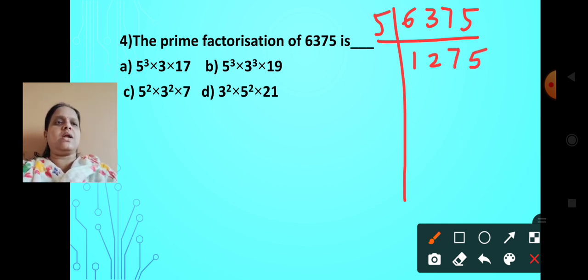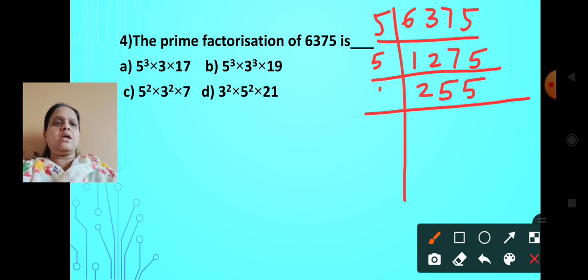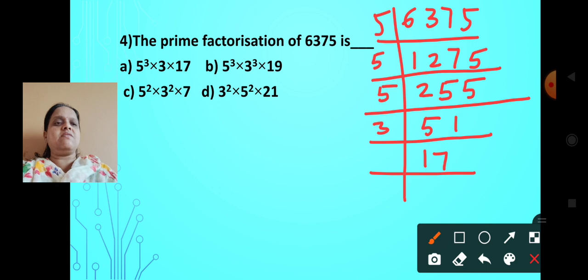5 fives are 25. Again divide by 5. 5 twos are 10, remain 2. 5 fives are 25, remain 2. 5 fives are 25. Again you can divide by 5. 5 fives are 25, 5 ones are 5. Now divide by 3. 17 threes are 51, and 17 is a prime number.